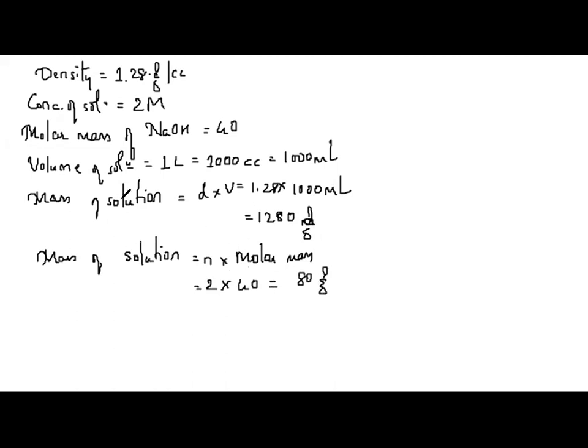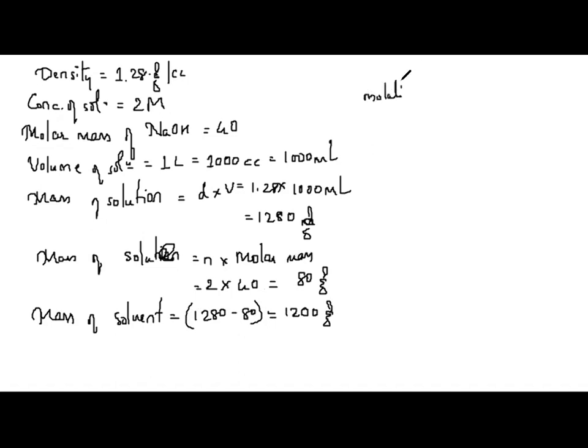So when I know the mass of solution, and this is the mass of solute, I can find the mass of solvent. So mass of solvent will be solution minus solute. So it is 1280 minus 80. That will be equal to 1200 grams. Why do I need to find this? Because they have asked us to find molality, right? Okay.